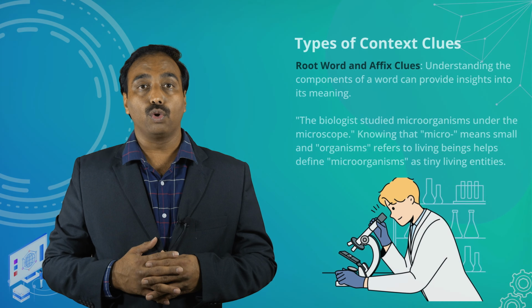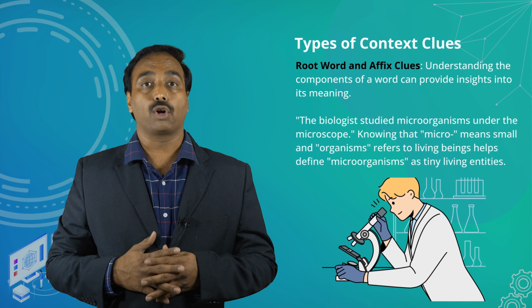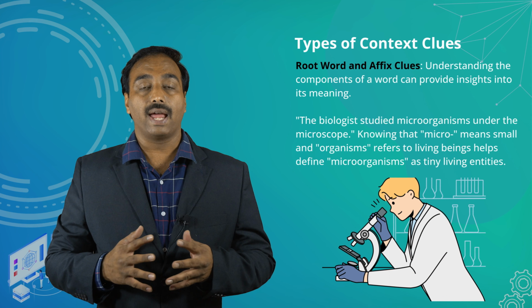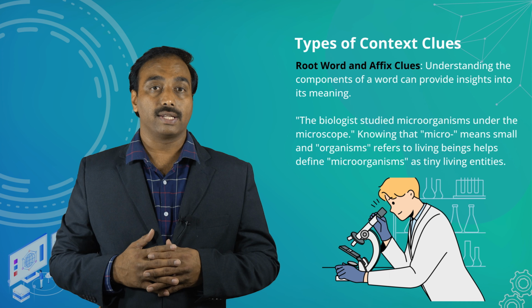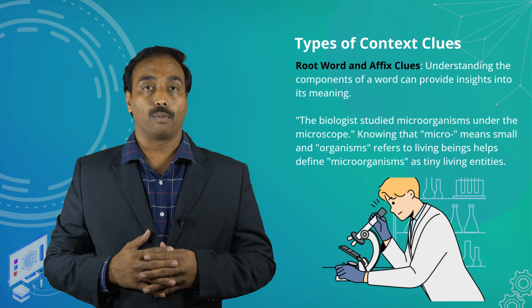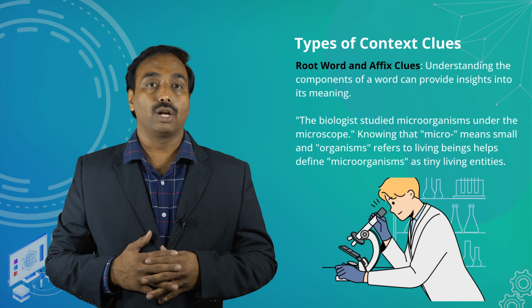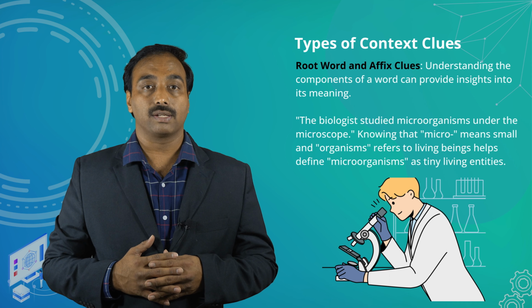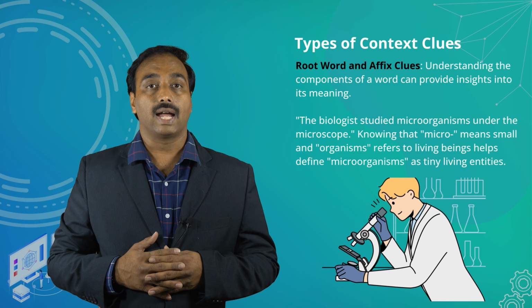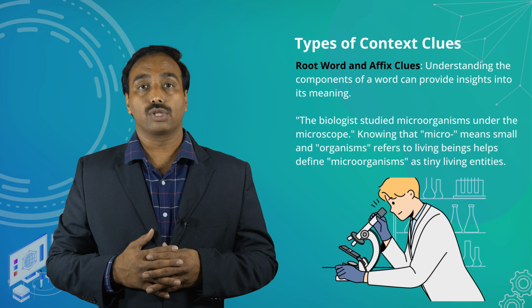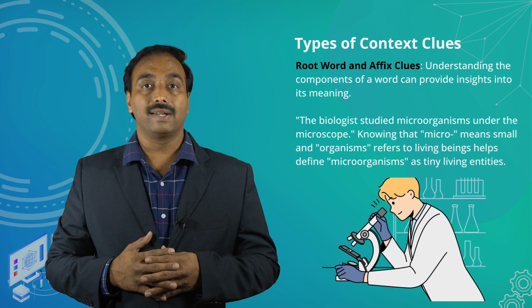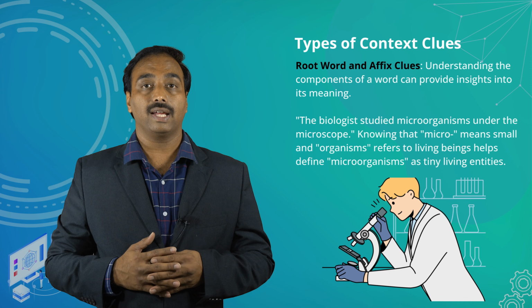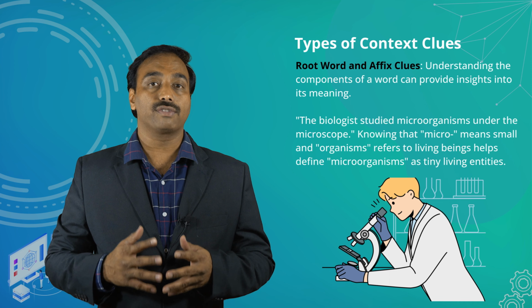Now let us have a look at the root word and affix clues. Understanding the components of a word can provide insights into its meaning. Example, the biologist studied microorganisms under the microscope. Knowing that micro means small and organisms refer to living beings helps define microorganisms as tiny living entities. Another example, the student chose to specialize in dermatology. Here derma refers to skin and ology denotes the study of, indicating that dermatology is the study of skin.